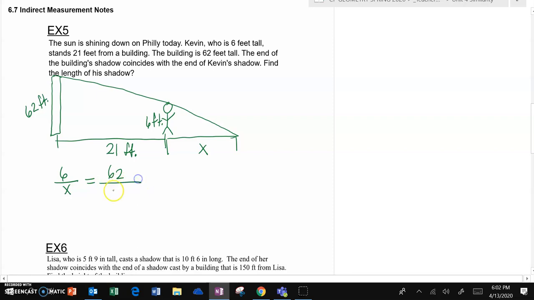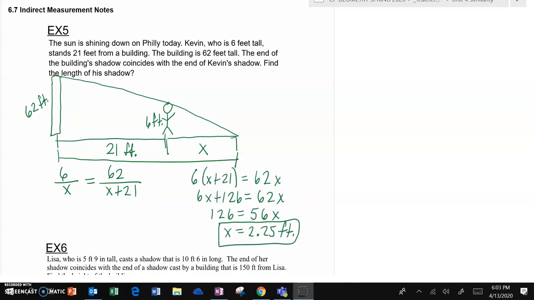Okay. And remember, this entire length right here is x plus 21. Okay. So we have to remember to do that. So when you're setting up your proportion, or the proportion is set up, but when you're going to solve this, remember you're going to have to distribute your 6 through the x plus 21. So I'll let you guys go ahead and finish that or work on that, and then we'll be right back. Okay, so once you solve that proportion, you should have gotten that shadow of Kevin to be 2.25 feet. Okay, so let's continue on.